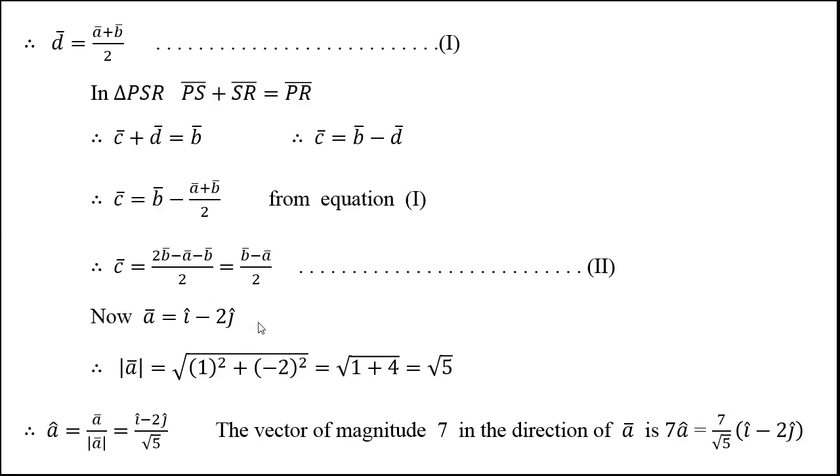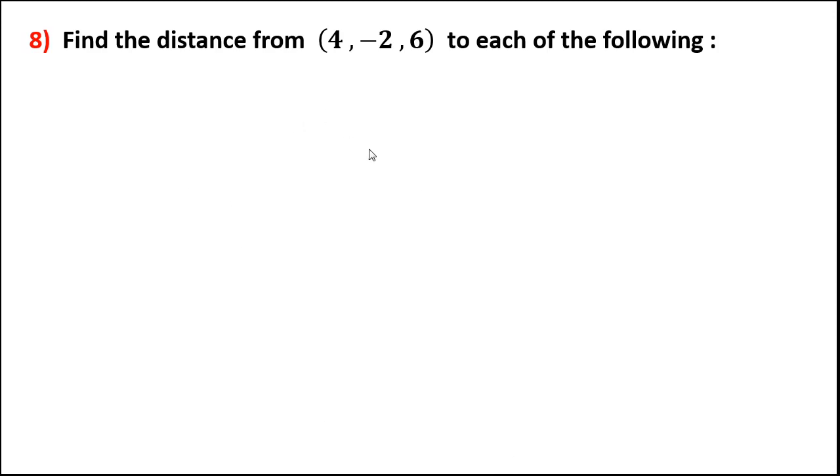Now finding a vector of desired magnitude in the direction of A bar, we find the magnitude of A bar. Magnitude of A bar is root of x square plus y square plus z square. Here z component is 0. So 1 square plus minus 2 square, root 5 is the magnitude of A bar. If I divide this A bar by its own magnitude, I get the unit vector along A bar, that is A cap, i minus 2j divided by root 5. Now we want a vector of magnitude 7 in the direction of A bar, that is 7 A cap. So 7 A cap is the vector in the direction of A bar whose magnitude is 7 units. Okay. Now one more problem is there.